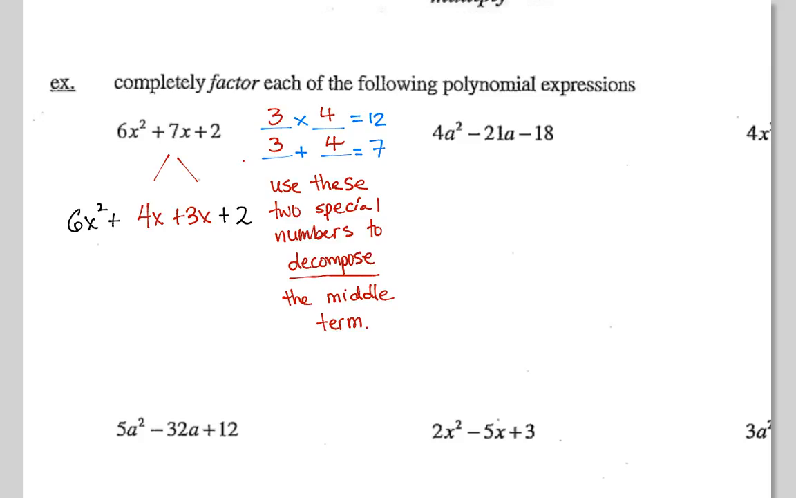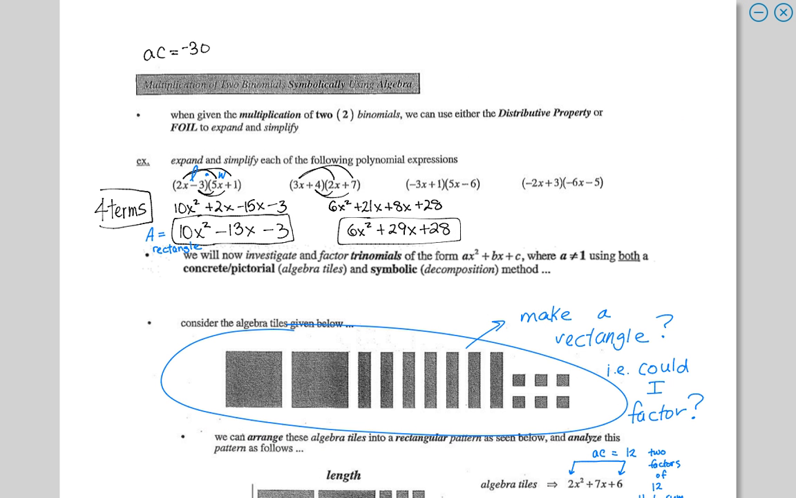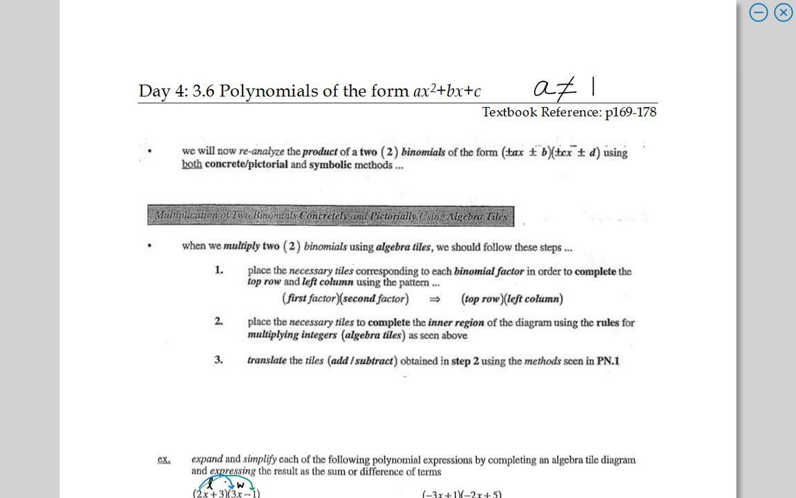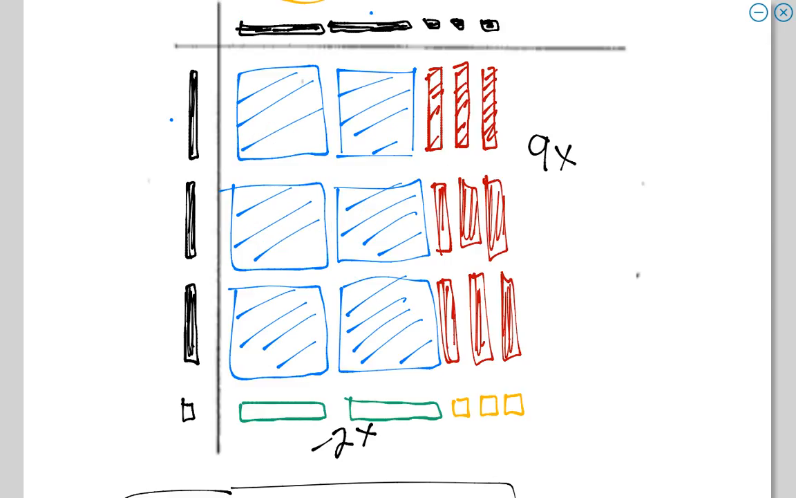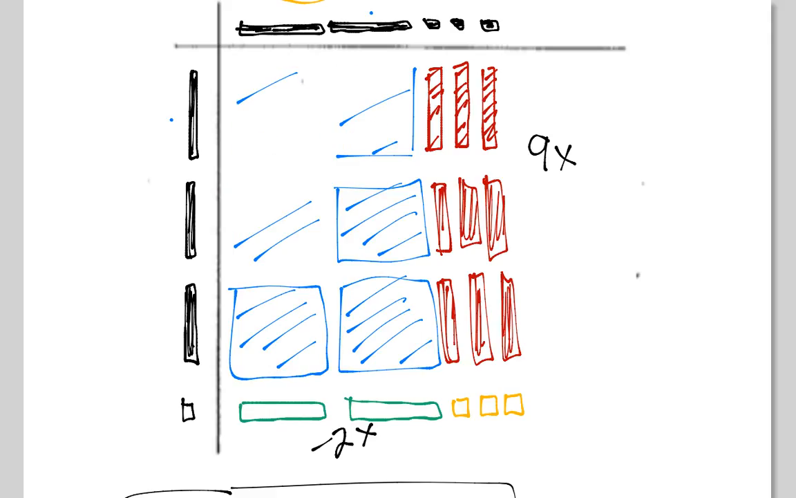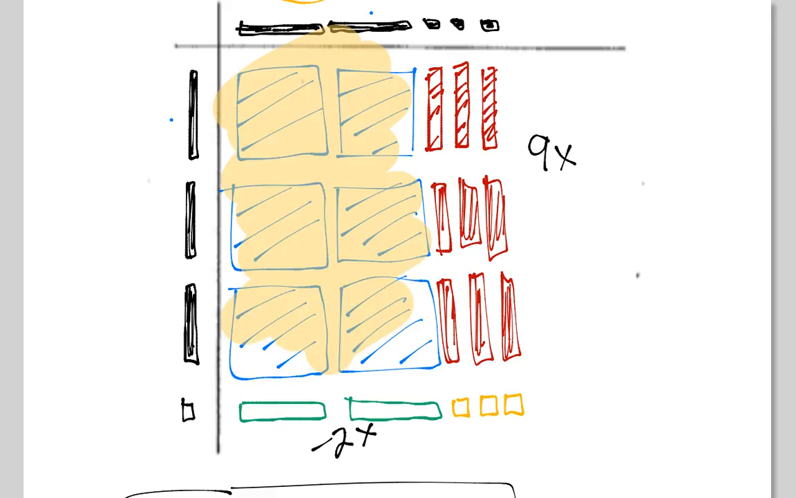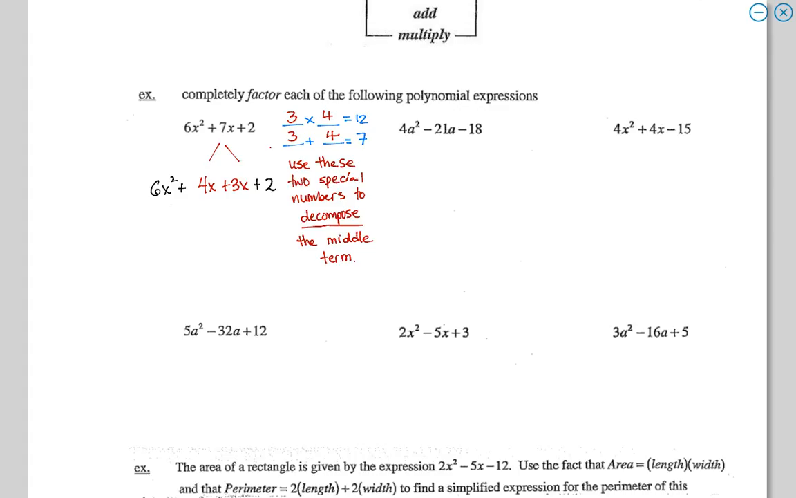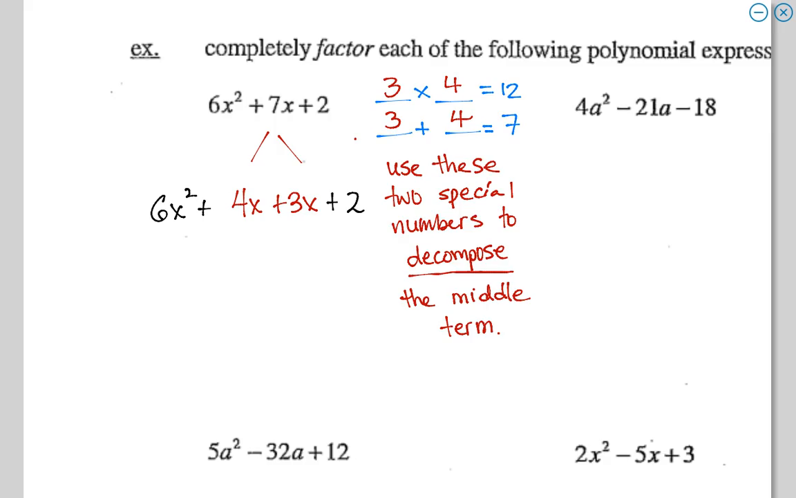So that's with symbols. Now check out this picture. Back it up. Look at this picture. How many sections are there? Use my highlighter. 1, 2, 3, and 4. There's 4 sections. So that's why we have to break this down into 4 terms.